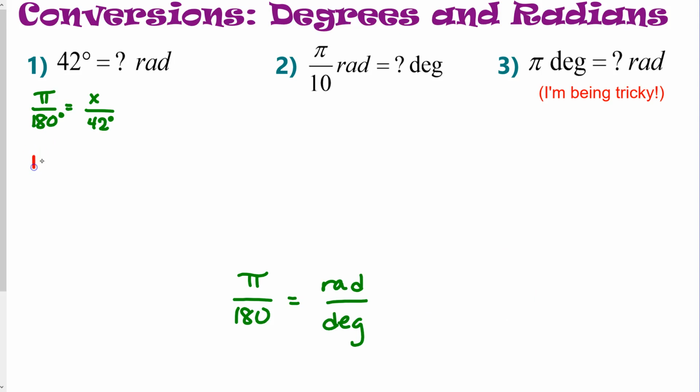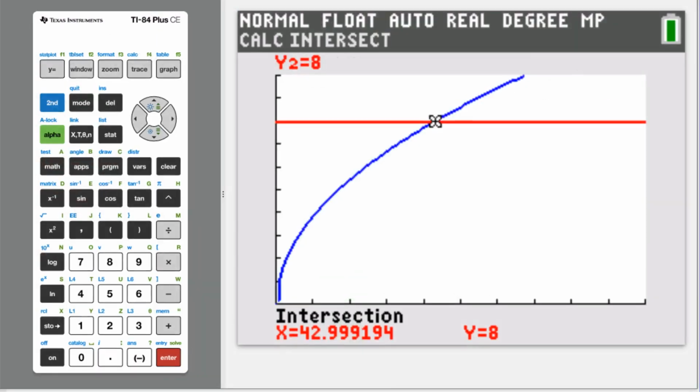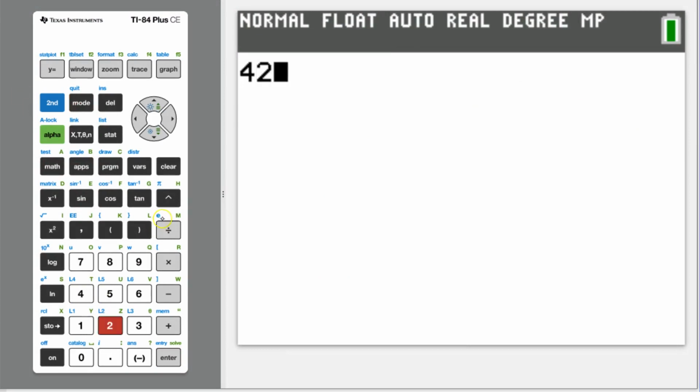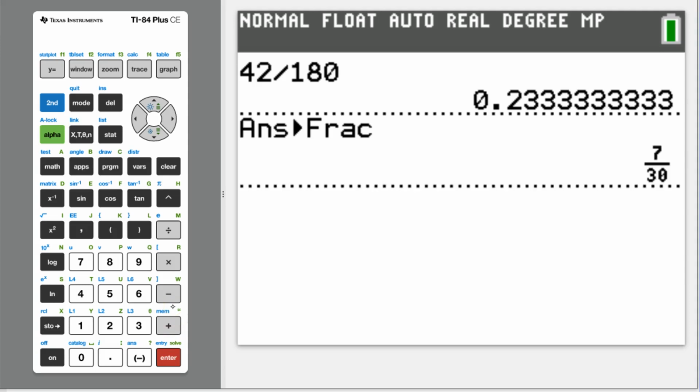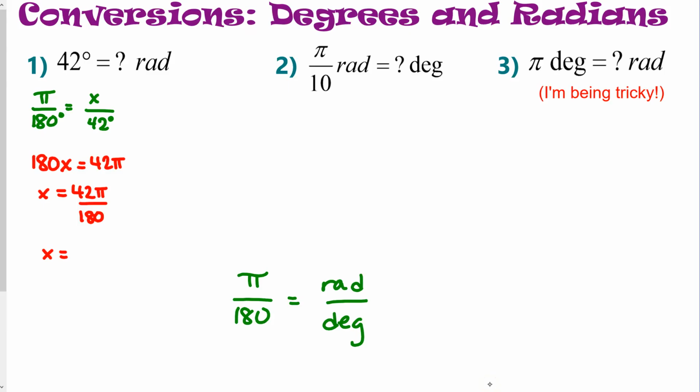Next thing we want to do is cross multiply. So we have 180x equals 42 pi. And then divide both sides by 180. So x equals 42 pi over 180. And then we're going to reduce the fraction, but what you can do if you're using your calculator to reduce the fraction is just put 42 over 180 in there. So 42 divided by 180. And then press math, change to fraction is your first option, press enter. So that fraction reduces to 7/30. Notice I did not put the pi in there, just the numerical part, just the rational part. So this is 7 pi over 30.